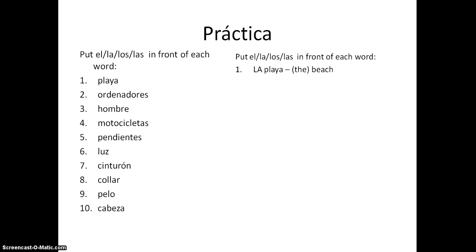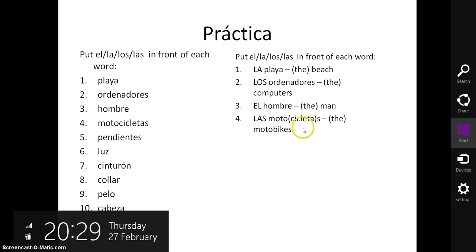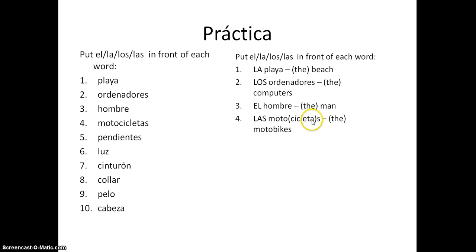First one, la playa, the beach. Remember, the can be omitted in English. Los ordenadores ends in OR, and the ES is the plural, so we know it's masculine. El hombre ends in E, but the word means man anyway, so it's definitely masculine. Las motocicletas ends in A, AS for the feminine. One thing to note is sometimes they shorten it to las motos, without the cicleta bit, but it's still feminine because it's got the A on the end.